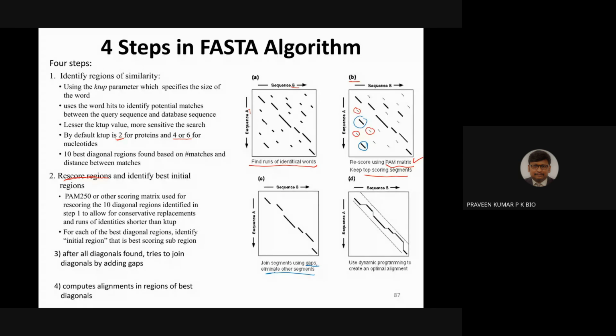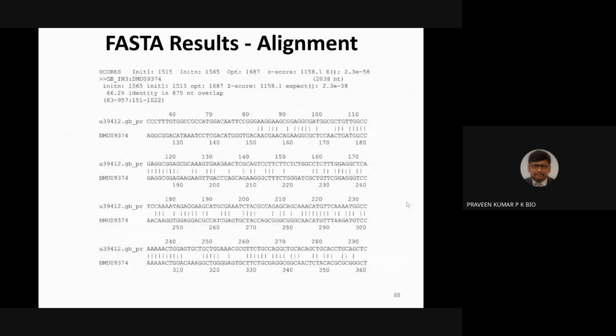And the fourth step is what? You use dynamic programming to create an optimal alignment. So just like that, if you use dynamic programming, okay, you join all these sequences and you get something like the more similar matches are present in the diagonal line. Okay, so these are the major four steps, and of course, the fifth step is, after getting a score, to rank the significance based on the e-values.